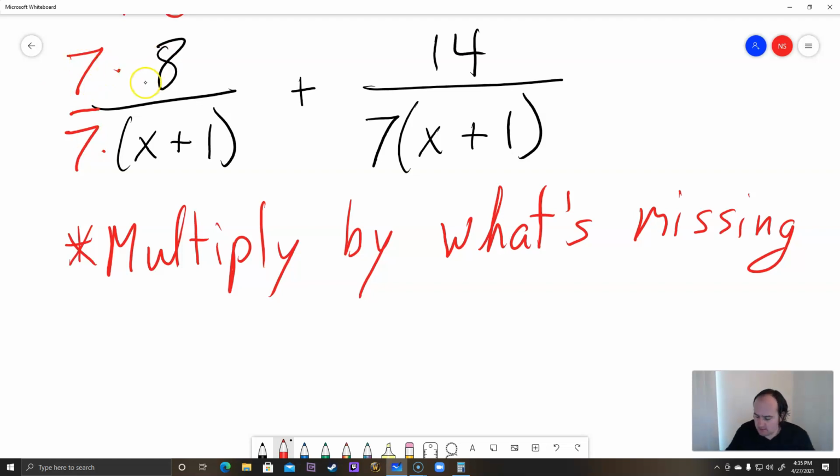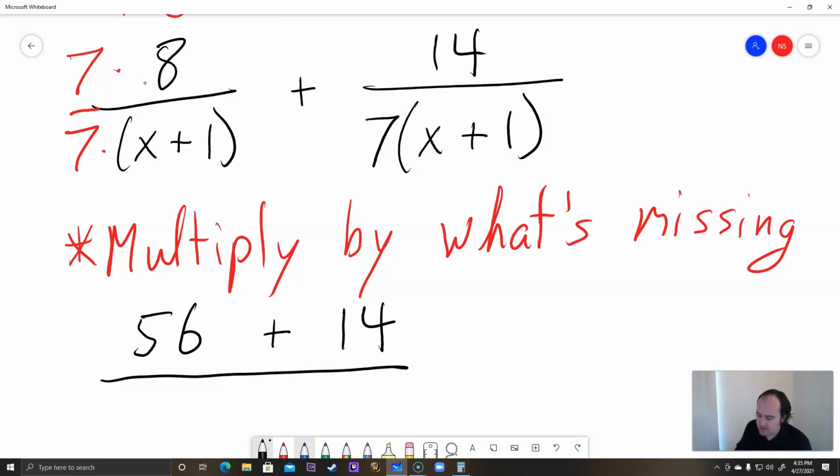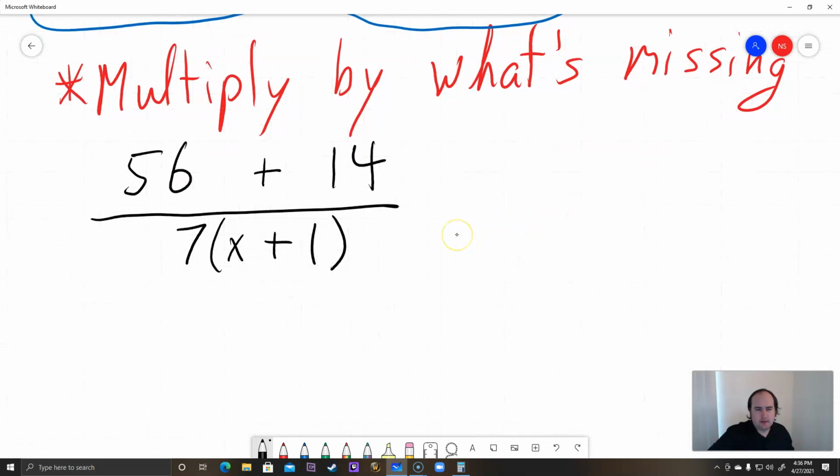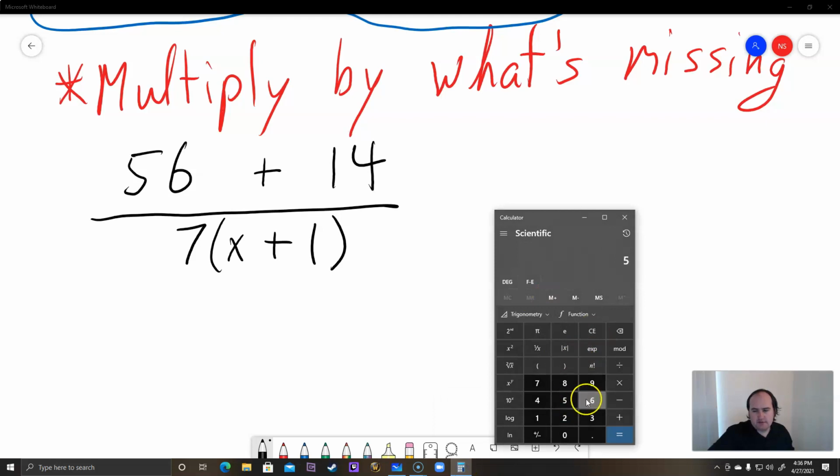Okay, so 7 times 8 is 56. So we have 56 plus 14 on the top. And on the bottom, now we have a common denominator of 7 times x plus 1. So our denominator is going to be 7 times the quantity x plus 1. Now in our numerator, of course, we can combine 56 plus 14, which is 70. If you don't believe me, you can write it out or use a calculator.